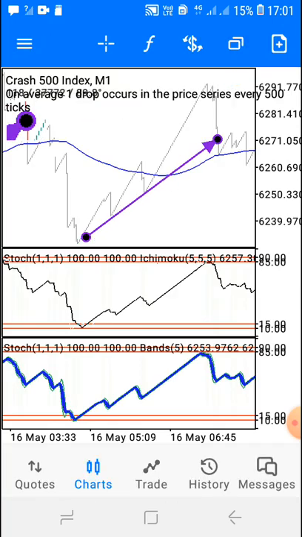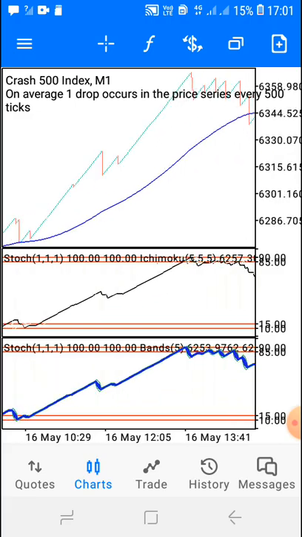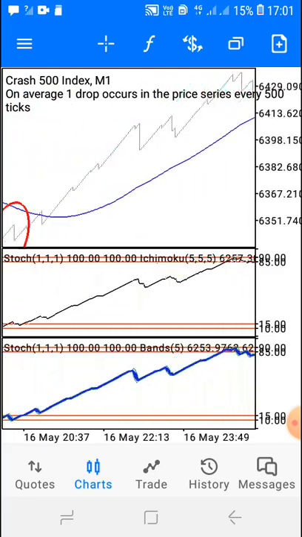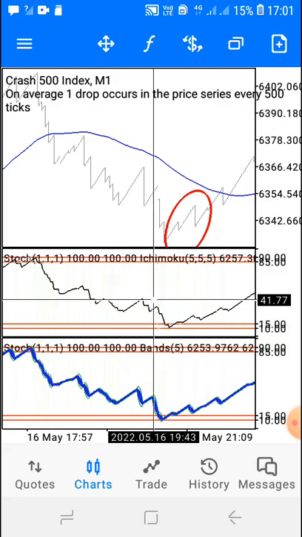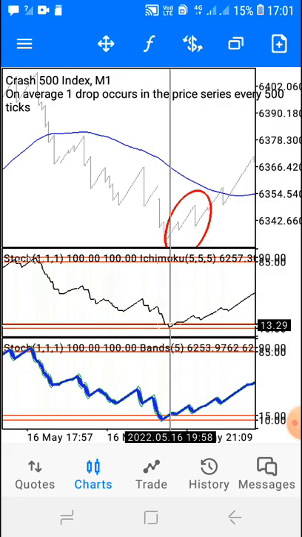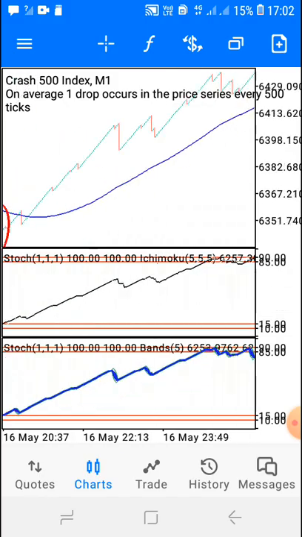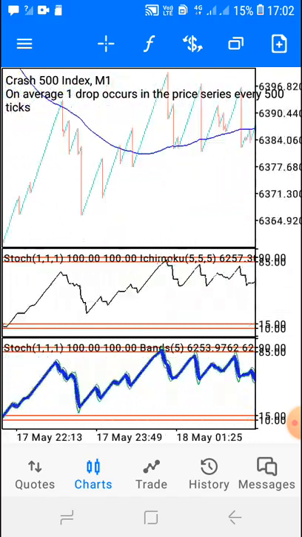And why is this happening? Because Crash 500 is moving in an uptrend. But if it moves in a downtrend, you're not going to use the strategy. Okay, check this out over here. Bollinger Bands at the 10 level, Ichimoku at the 10 level. The market is moving in an uptrend in the 1 hour time frame. You take an entry. You can do this over and over again, guys. So this is very easy.